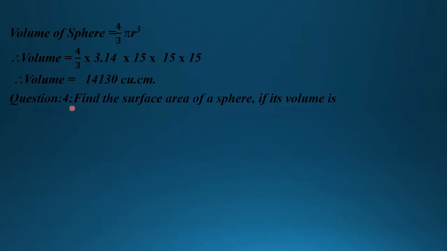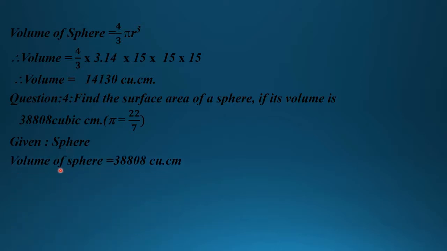Question number 4. Find the surface area of a sphere if its volume is 38,808 cubic centimeter. Value of pi is equal to 22 by 7. So here given is a sphere. Volume of sphere is also given as 38,808 cubic centimeter. We have to find the surface area of sphere.